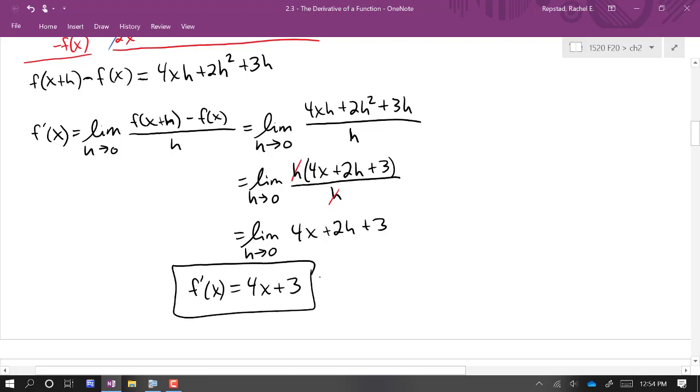If we wanted to, we could use this function, f prime of x, to help us find the slope of a line tangent to the curve for f of x at some given point.